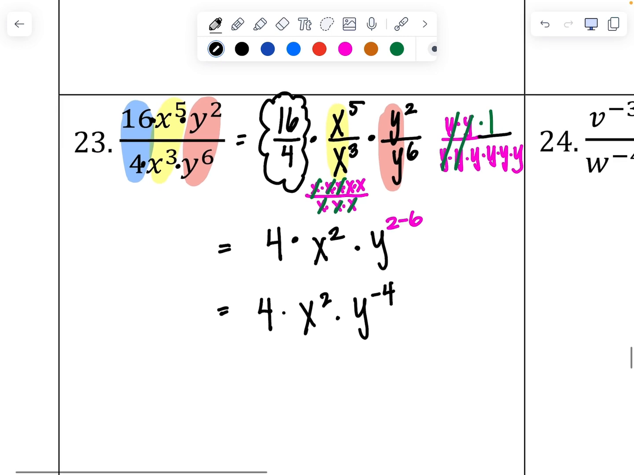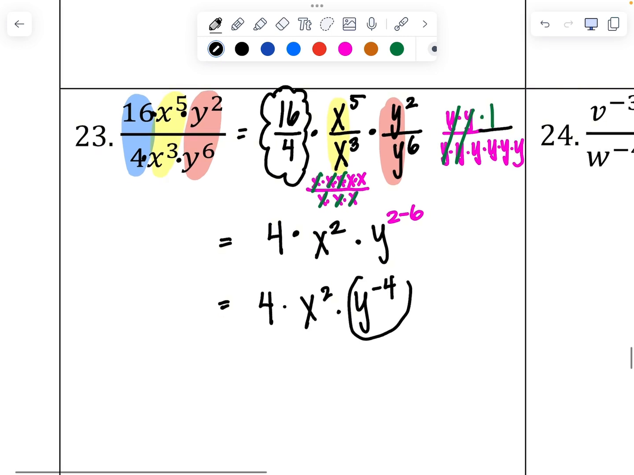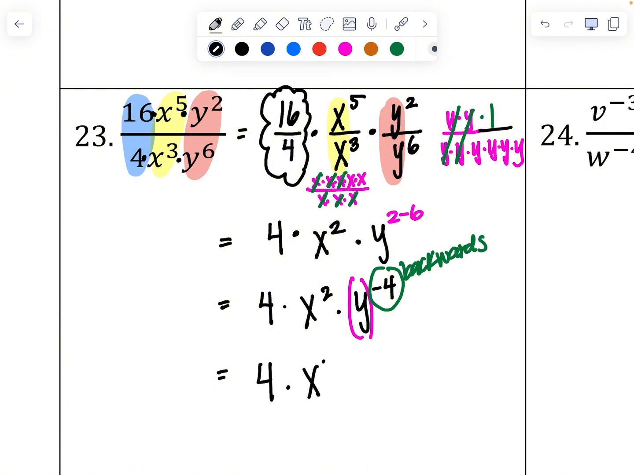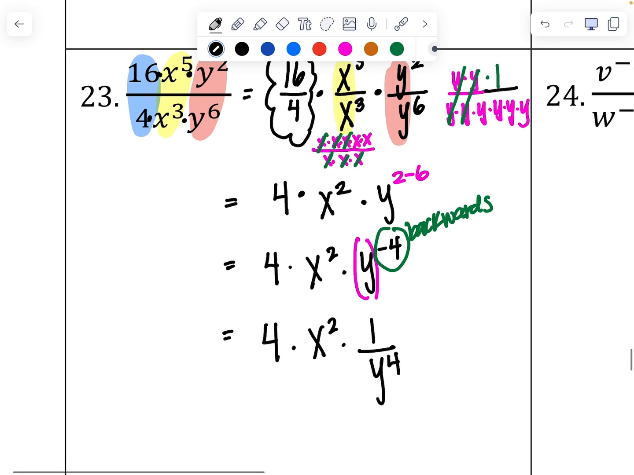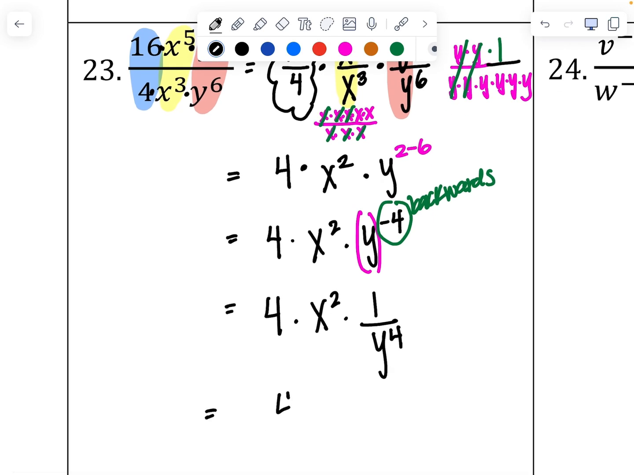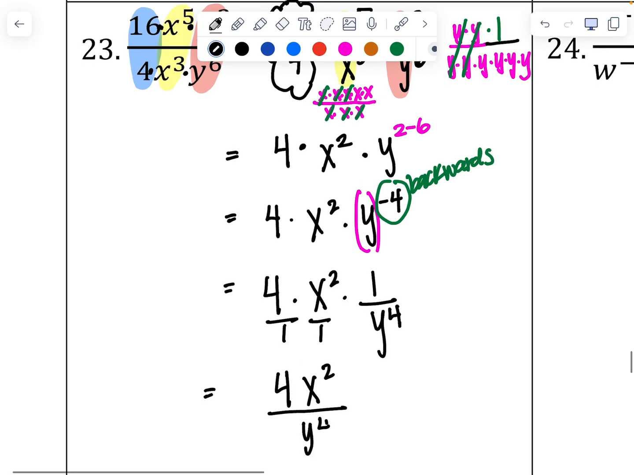But we had more y's on the bottom. We know that this guy is the same thing as dividing by y because you went in the backwards direction. You went divide by y, divide by y, divide by y, divide by y, which is the same thing as multiplying by 1 over y times 1 over y times 1 over y times 1 over y, which is the same thing as 1 over y to the power of 4, 4 times to the left. Therefore, your answer is just 4x squared, because these are all in the numerator, over y to the power of 4.